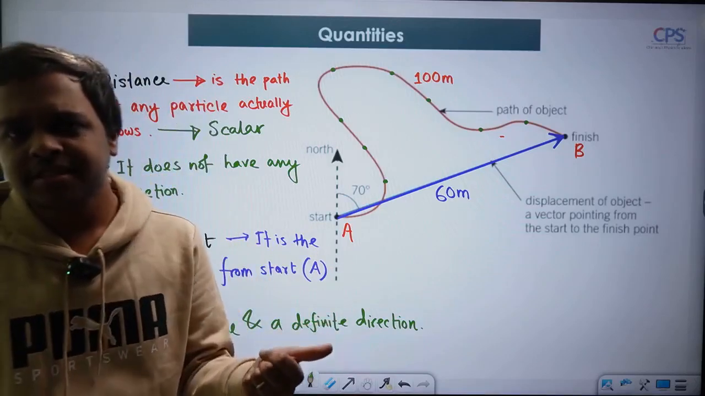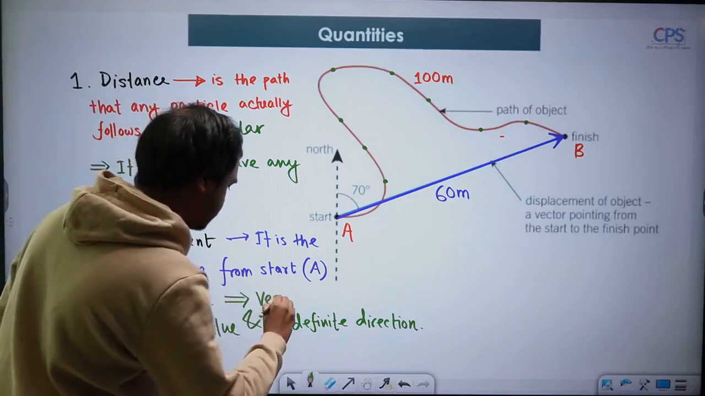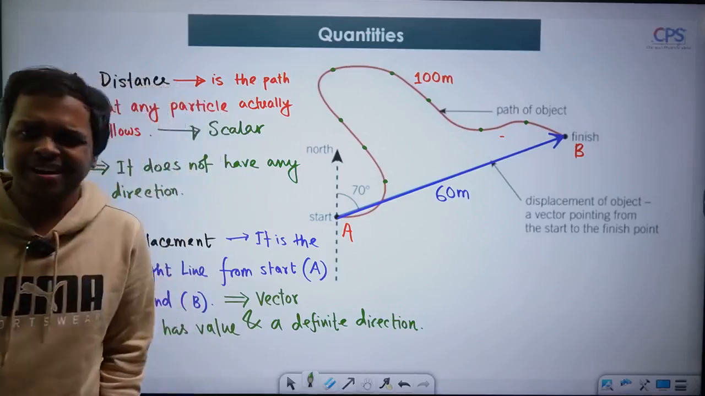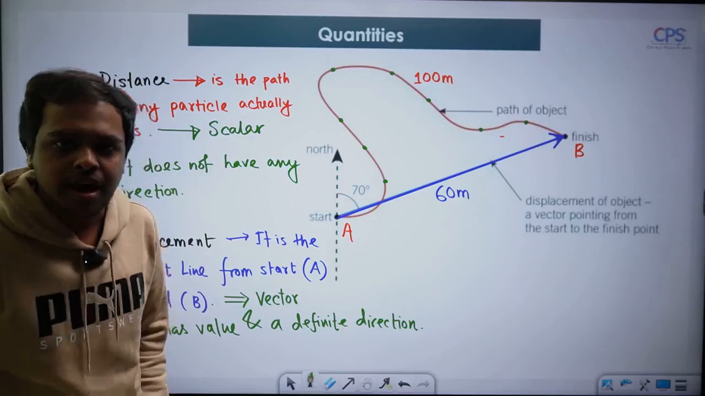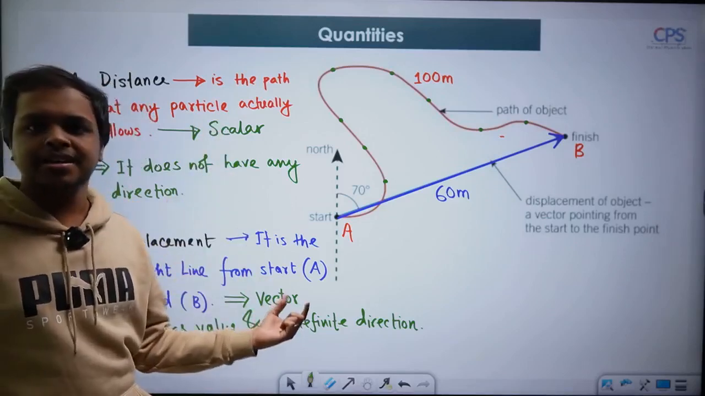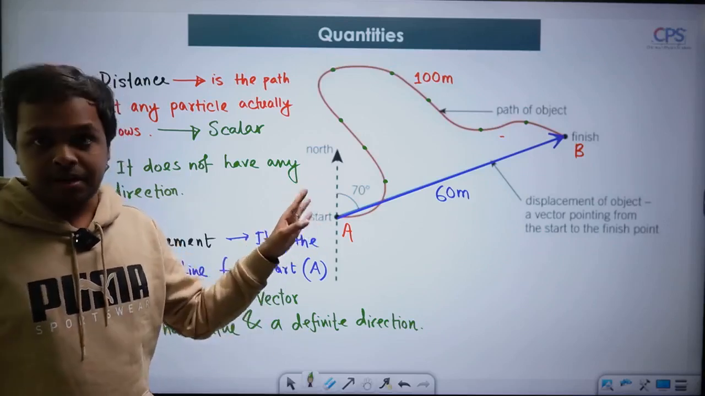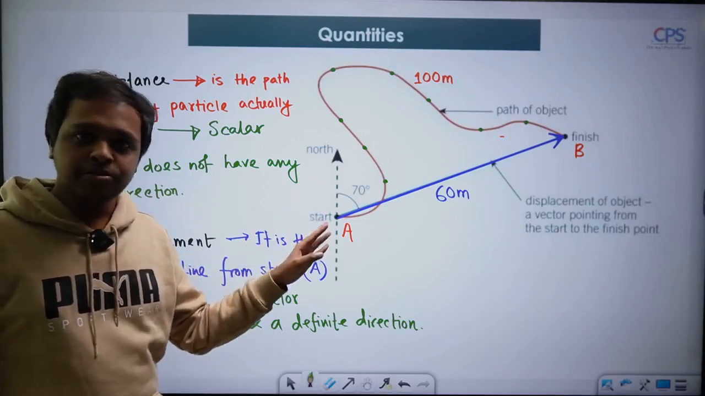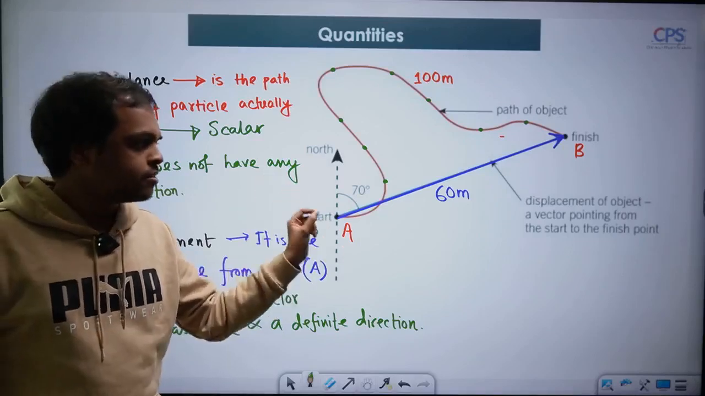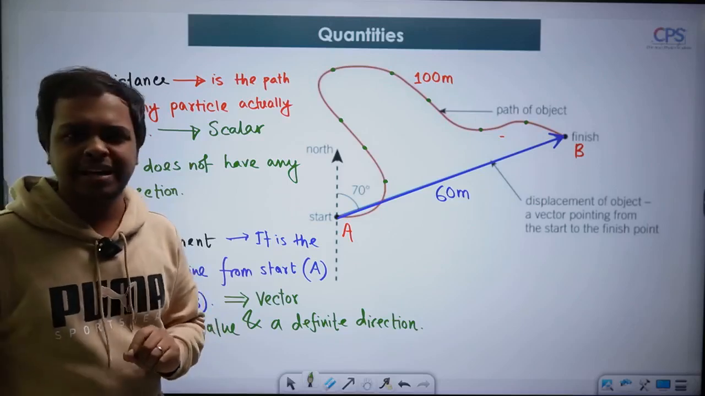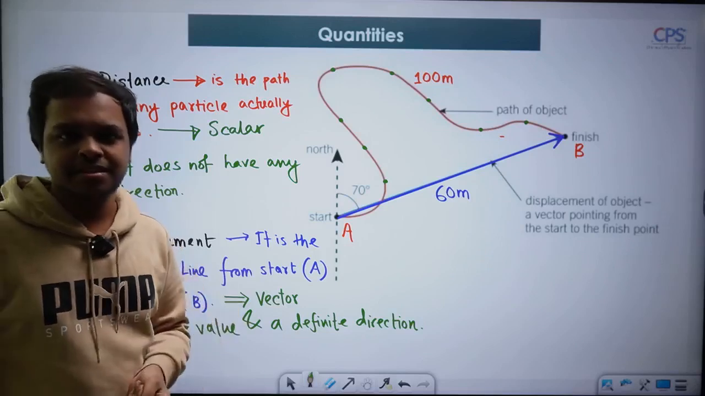And what should we call this? A vector, like we told earlier. So this is a vector. So hopefully, for a start, you are starting to distinguish scalars and vectors. Scalars are values only that can be in any direction, but vectors have a value and a specific, definite direction. Sorry about my English. I am not a native English speaker, so you will get used to me, right?